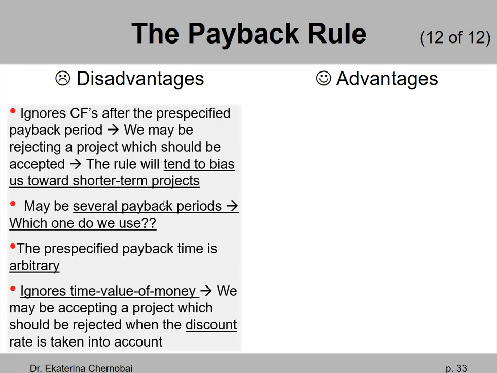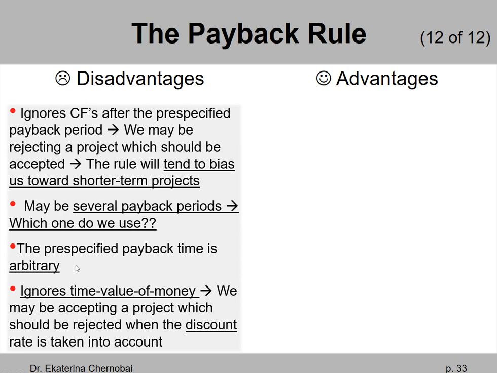Then we also had our last example in which we saw how there may be several payback periods. Which one do we use? Because depending on which one you use, we would be either accepting or rejecting our project. Again, it becomes very unclear.